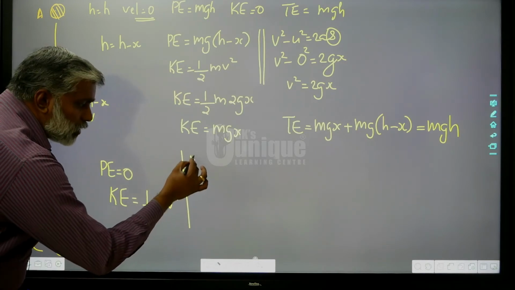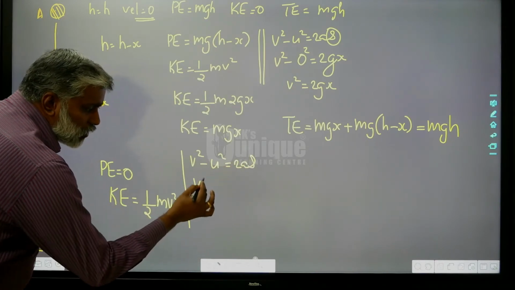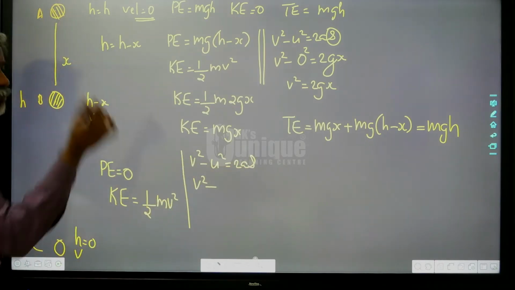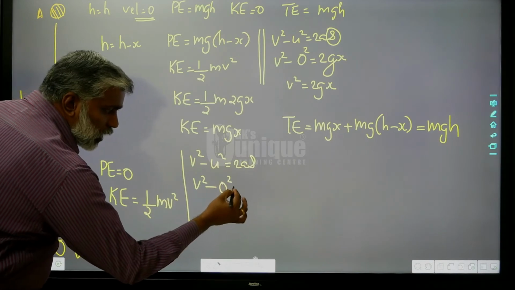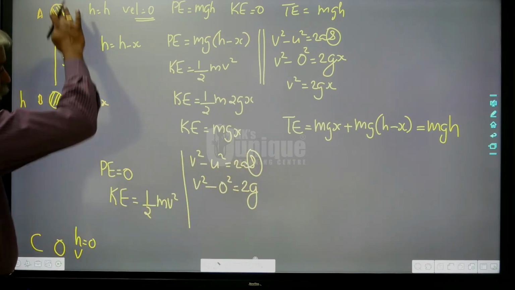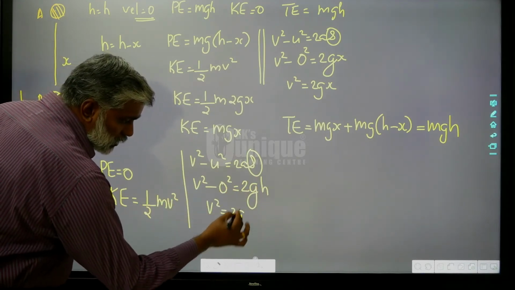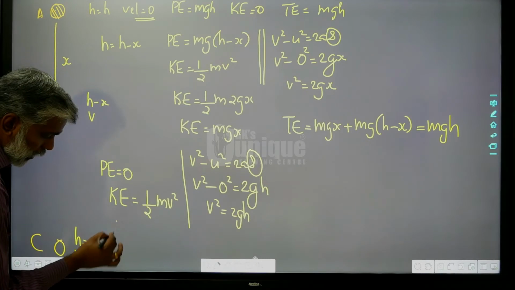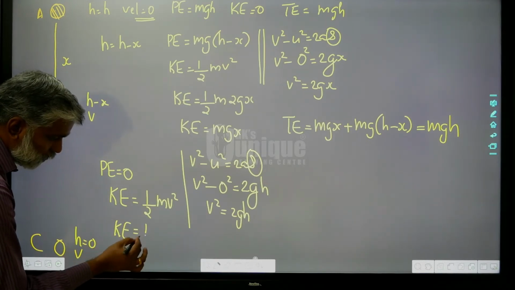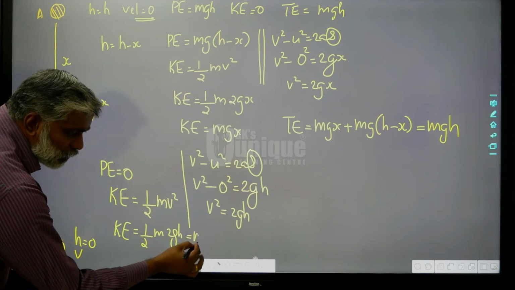So you have to calculate v square minus u square equal to 2as. Then v square minus, what is the initial velocity of your body? 0. So 0 square equal to 2. What is a? g. How much distance it has covered? h. So 2gh. So v square equal to 2gh. No problem. Put it here. So kinetic energy is equal to half m into 2gh. So I am getting the answer as mgh.